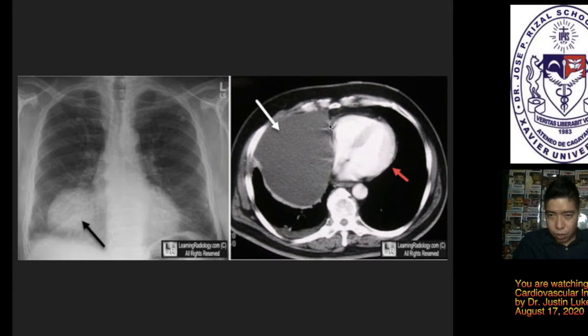So this is the pericardial cyst. It's continuous with the right side of the pericardium. You can see the continuity. In attenuation, this is low fluid attenuation, and this is how a cyst appears on CT scan.